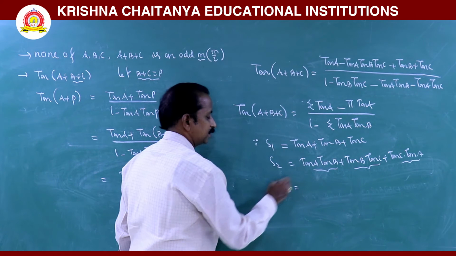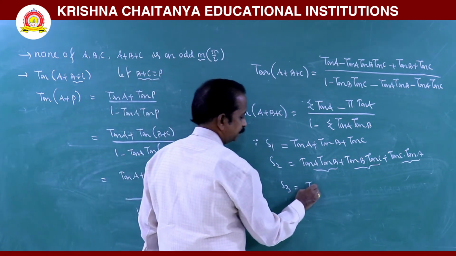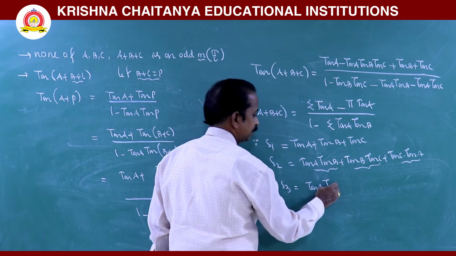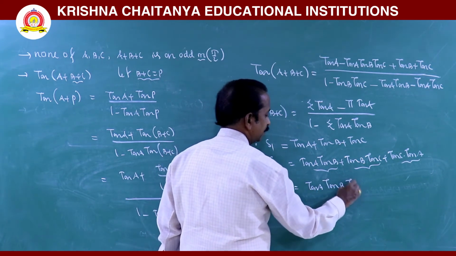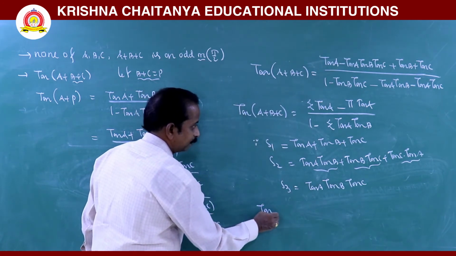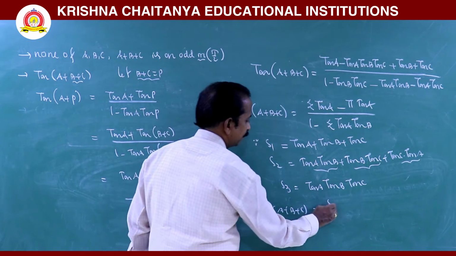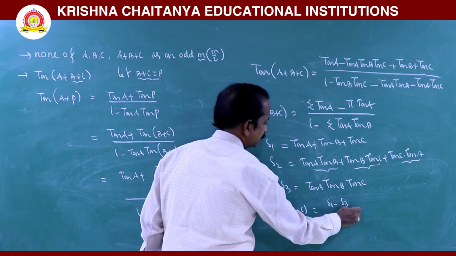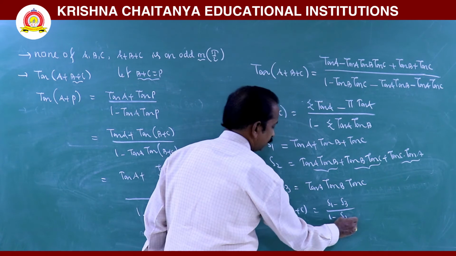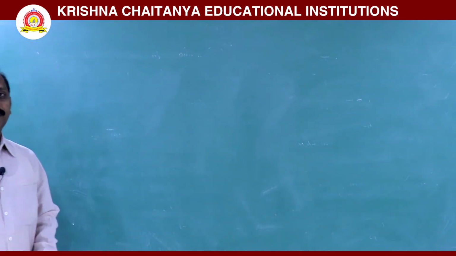S3 is the sum of products of three terms taken at a time. So for the respective terms tan A, tan B, tan C, S3 is nothing but tan A into tan B into tan C. Therefore tan of A plus B plus C we can write in a simple manner as S1 minus S3 divided by 1 minus S2. Now we can derive some more basics.